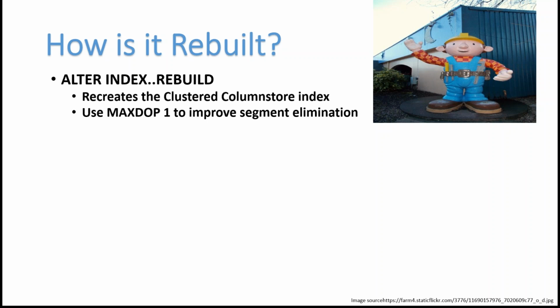One optimization we can use is MAXDOP 1 to improve something called segment elimination. One of the optimizations with column store index is segment elimination. SQL Server holds metadata information about the minimum value and the maximum value of each segment, and it can use that to know which segments it has to read for a certain query and which segments it doesn't have to read.